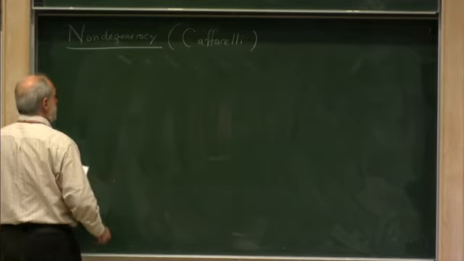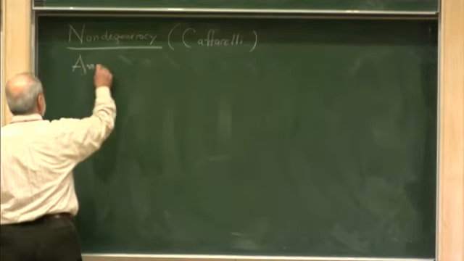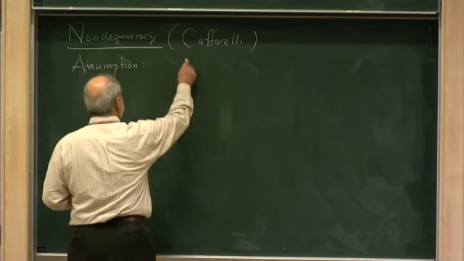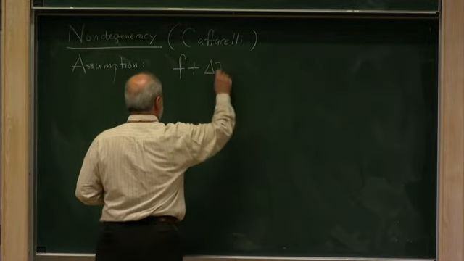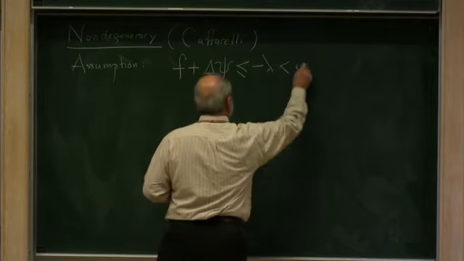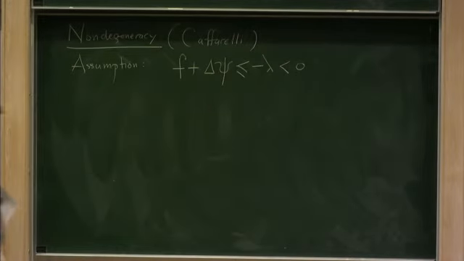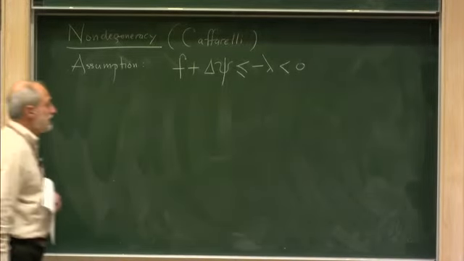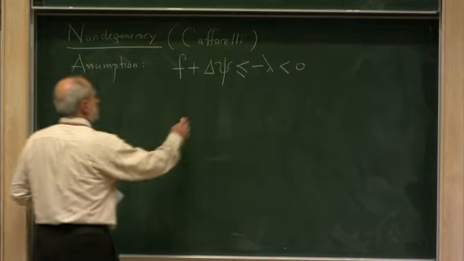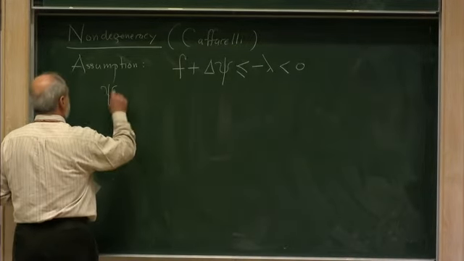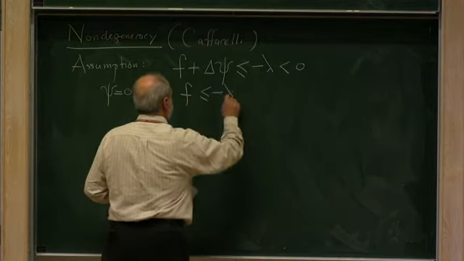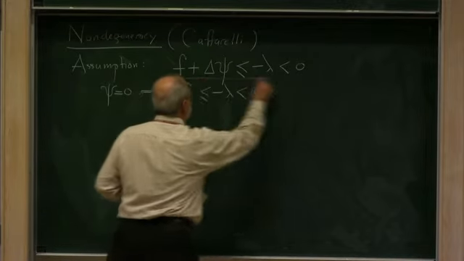So let me make the following assumption, the so-called non-degeneracy assumption. That f plus the Laplacian of psi is strictly negative. Not necessarily everywhere, but certainly close to the free boundary. And let me assume, for simplicity of this discussion, that psi is 0. So I only have f, even though this is not essential. So this is the key assumption.